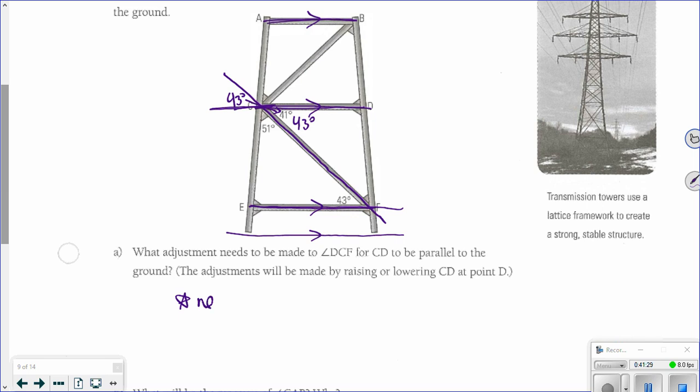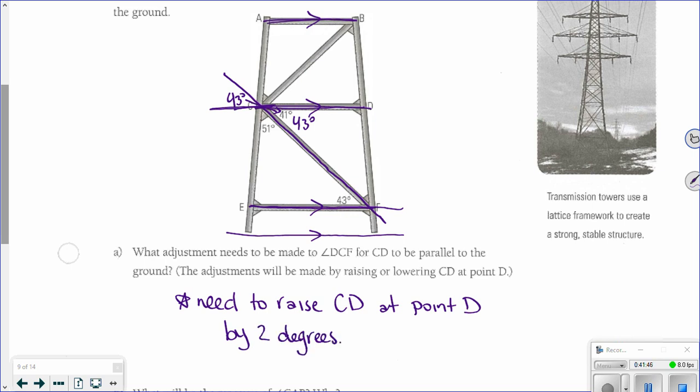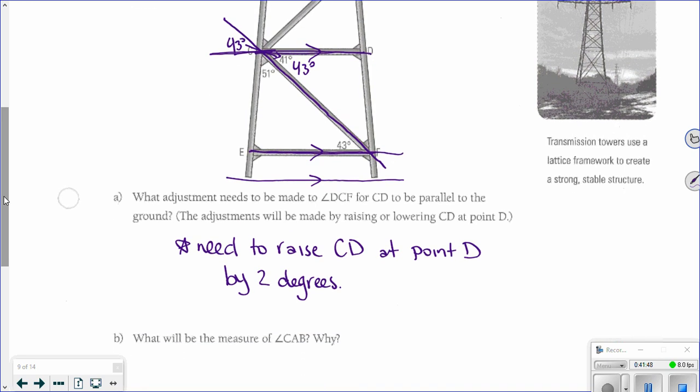So we need to raise CD at point D by 2 degrees. It's going to mean that our 41 becomes 43, and then we actually have two parallel lines.